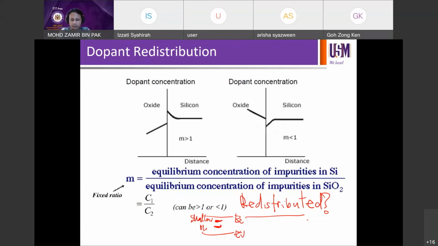So even worse if you have a trap state too close to the mid gap, right? We talk about mid gap, which is close to EG/2. So it will suck all your carriers from the device by recombination, okay? And this will be worse.